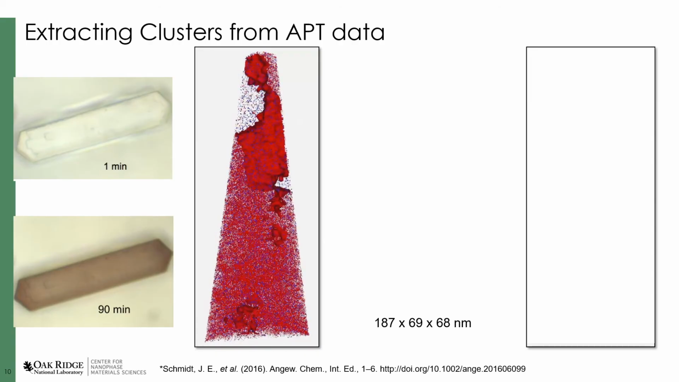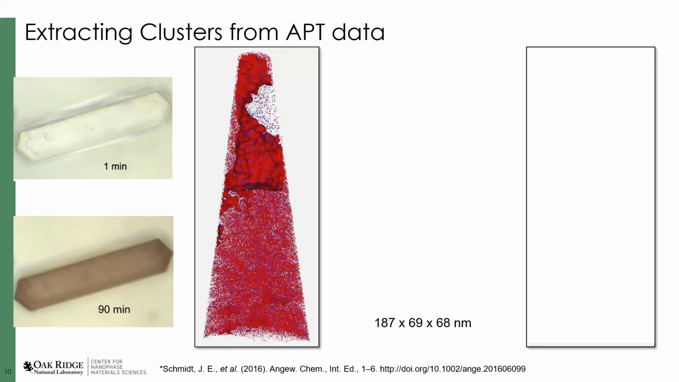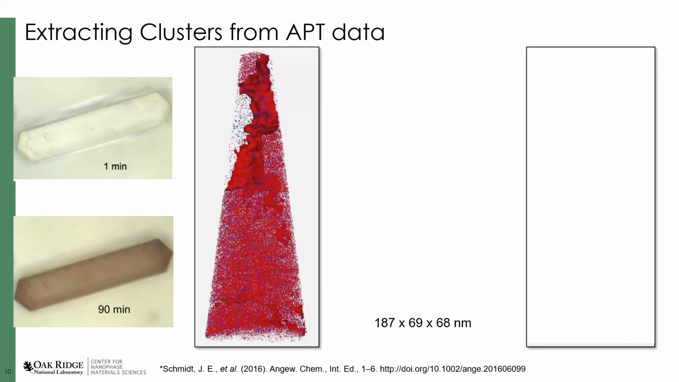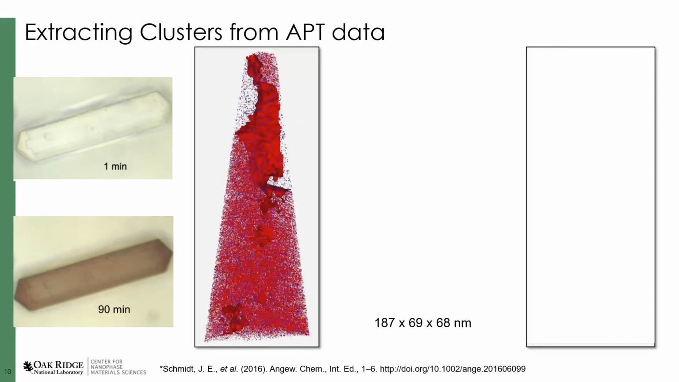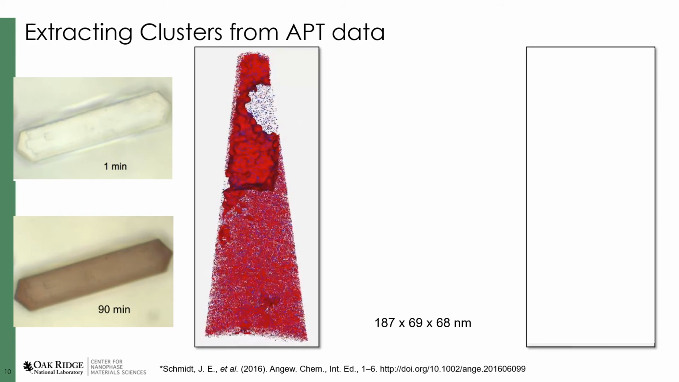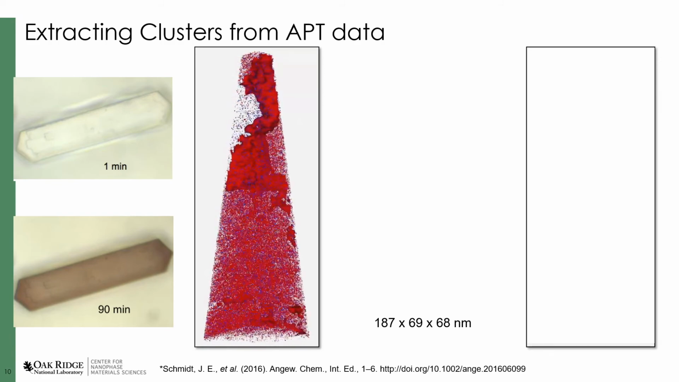The first example is from Bert Weckhuysen's group from Utrecht University, in which we use APT to understand coking mechanisms at the nanoscale. On the left-hand side, you can see two ZSM-5 zeolites that were exposed to the methanol to hydrocarbons reaction for 1 and 90 minutes. You can see that after 90 minutes the sample was severely coked.